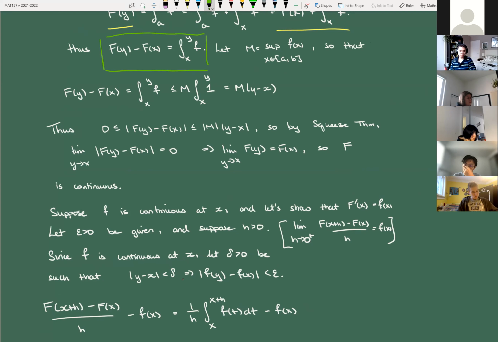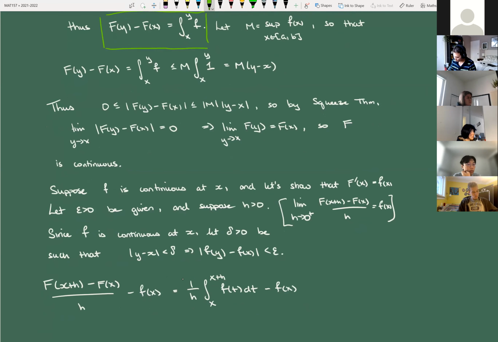Okay, so it's the green box, but now y is equal to x plus h, right? So if I let y be equal to x plus h, that gives me this thing right here. This is the F of x plus h minus F of x. Does everyone see that? And then I divide that by h. So that's the same thing as multiplying by 1 over h. Is everyone good there? Hopefully I didn't do anything which is too freaky.